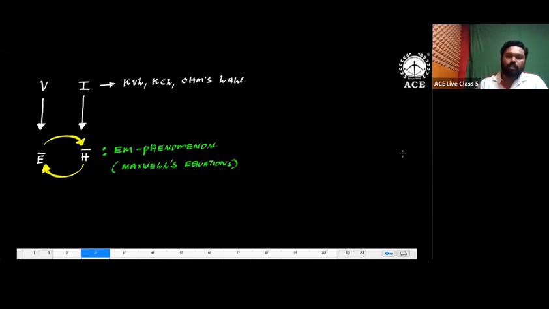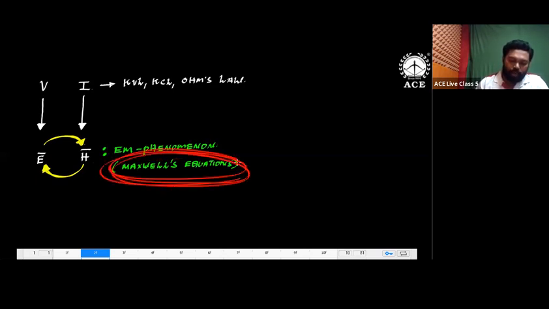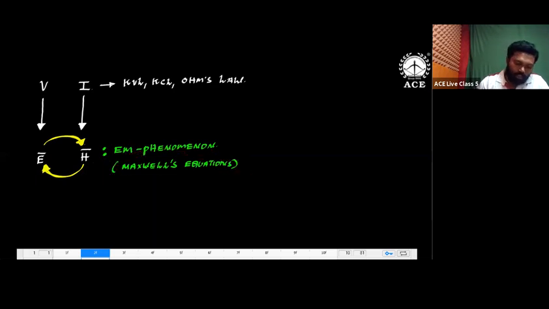Okay, fine. But to put it in simple words, what is the EM phenomena? Change in electric field will give magnetic field. Change in magnetic field will give electric field. That is called EM phenomena. And EM phenomena is explained with the help of four Maxwell's equations. Clear? Yes. Let me write down these four Maxwell's equations.